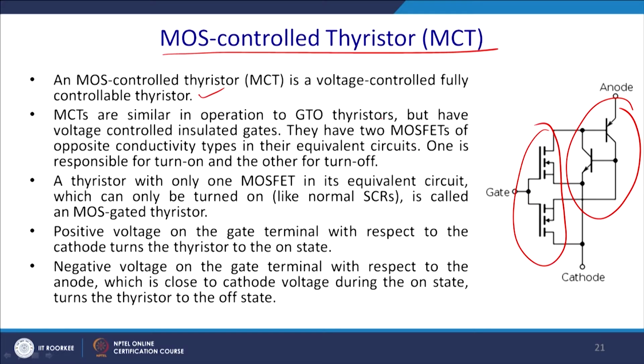MCTs are similar in operation to GTOs, but have a voltage controlled insulated gate. They have two MOSFETs of opposite conducting types in their equivalent circuit. One is responsible for turn on, mostly the upper one, and the other is responsible for turning off. A positive voltage on the gate terminal with respect to the cathode turns the thyristor to the on state, and a negative voltage on the gate terminal with respect to the anode, which is close to the cathode voltage during the on state, turns the thyristor off.